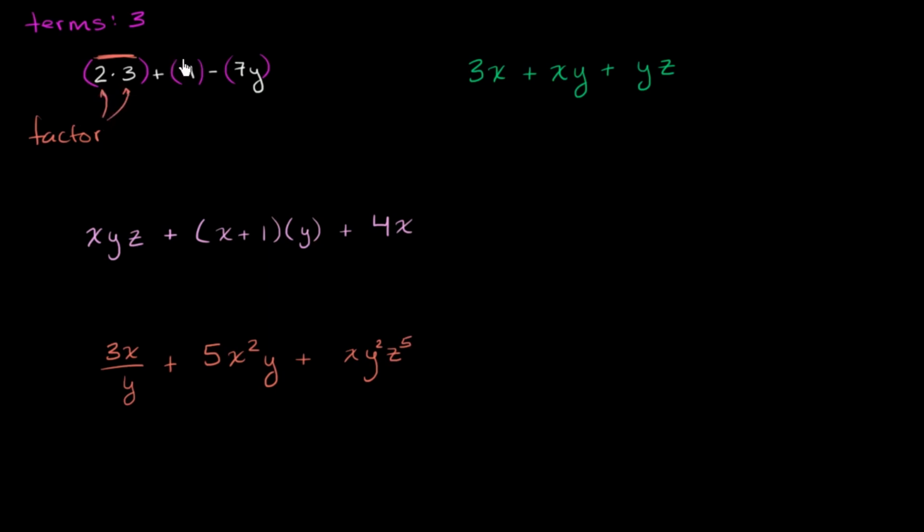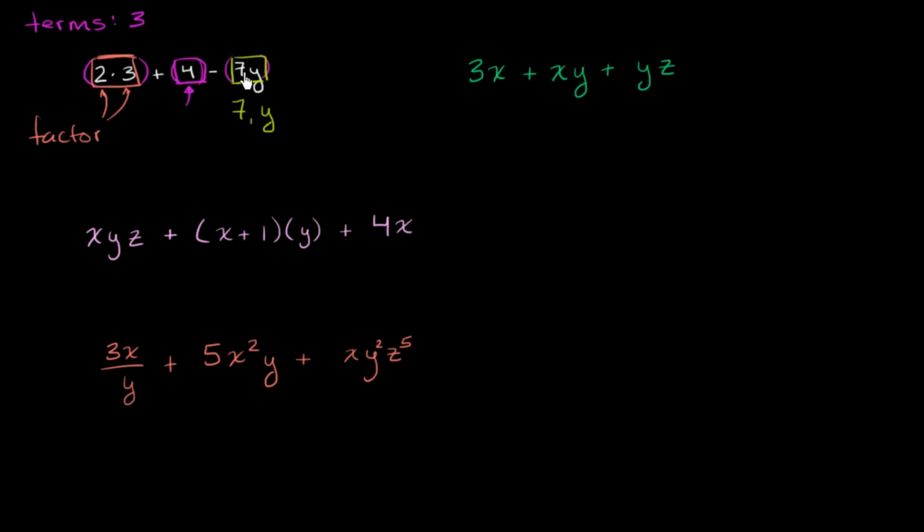What about the second term? The second term here has only 1 factor, just the 4. It's not being multiplied by anything. And the third term once again has 2 factors. It's the product of 7 times y. So we have 2 factors here, a 7 and a y.